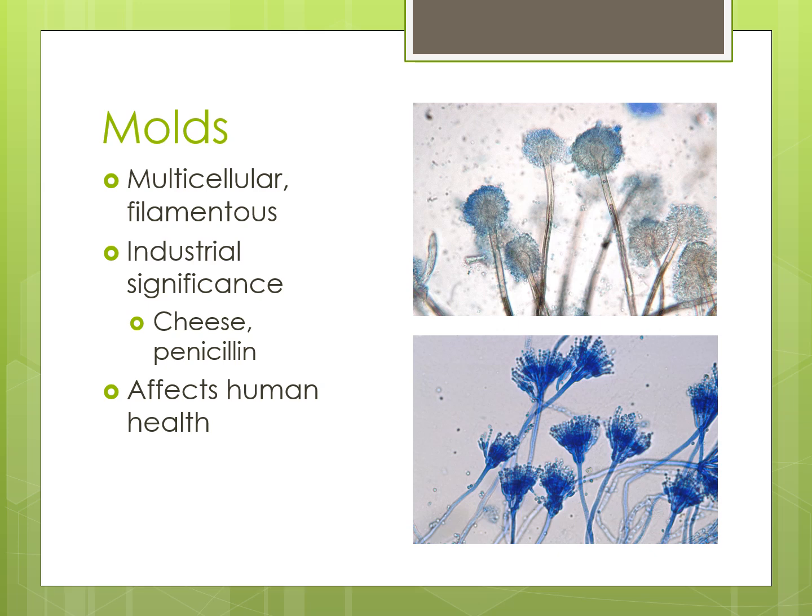Next up is our good friend, the mold. I do want you to know the difference between yeast and mold, and it really comes down to two differences: reproduction and their structure. Molds are not unicellular, they are multicellular and filamentous. The industrial significance of molds is the production of things like cheese, super important, and other things like antibiotics like penicillin. And I do want you to know that these guys can cause disease. They can definitely affect human health.